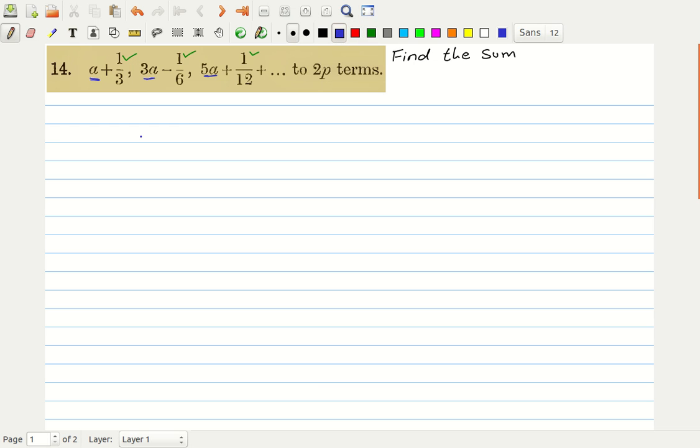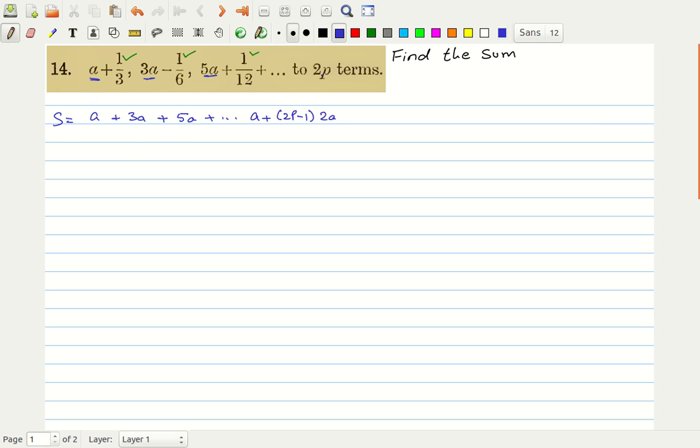So, we can write the sum as S is equal to a plus 3a plus 5a and so on up to 2p terms. So, the 2pth term would be a plus 2p minus 1 times 2a, right? A plus n minus 1 d. I am just using that formula.